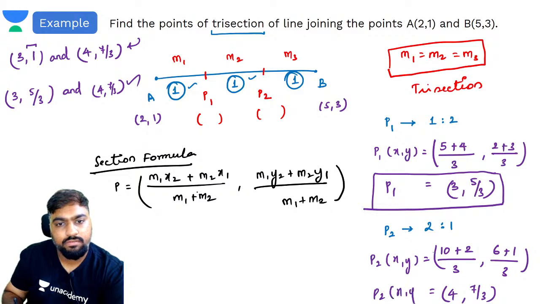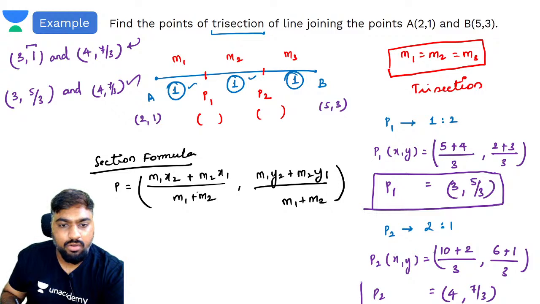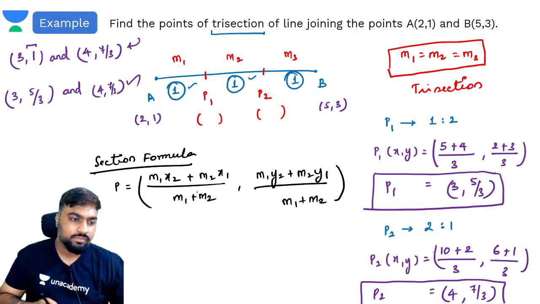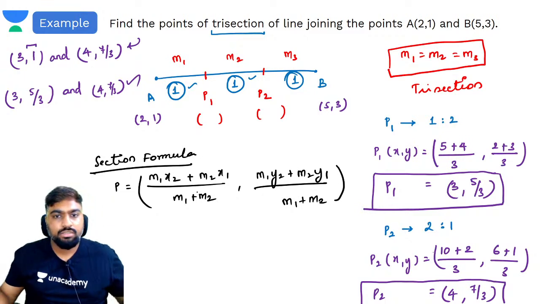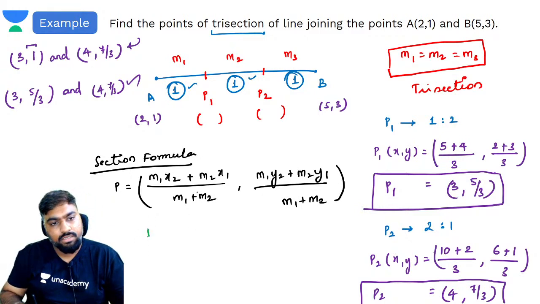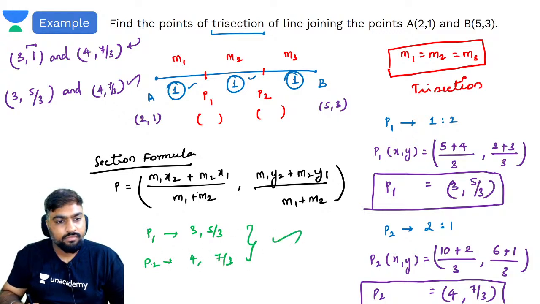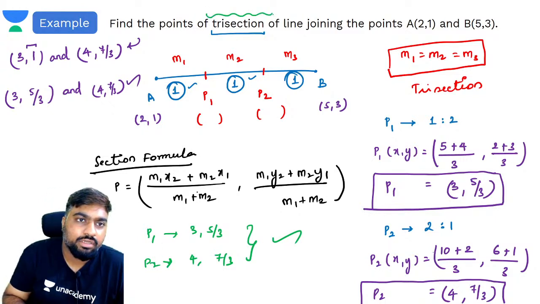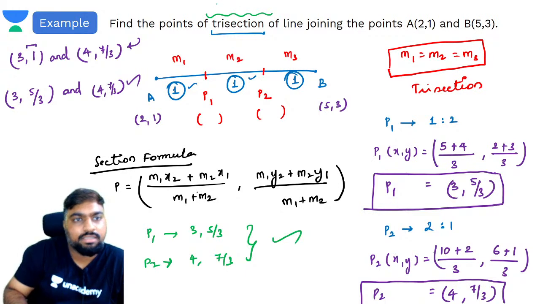Understood, guys? So you found out P1 and P2 के coordinates. These are your answers. Understood? So what is P1? P1 is 3, 5 by 3. What is P2? 4, 7 by 3. So understanding what trisection is very important. Yes, in 3 equal parts.